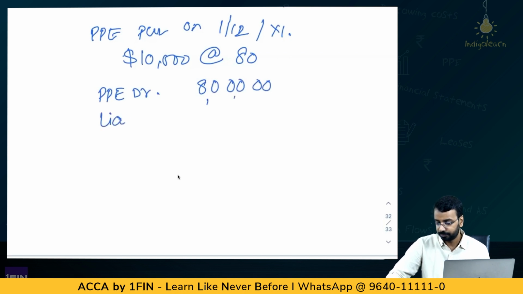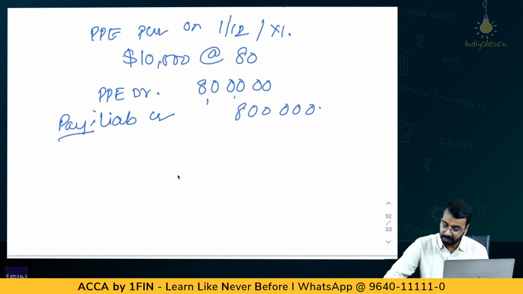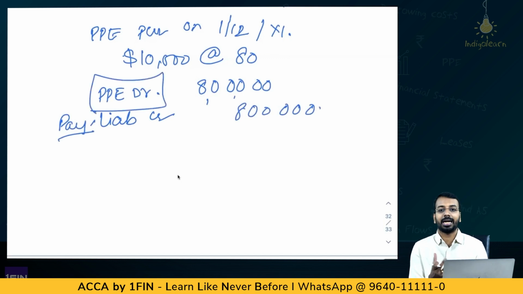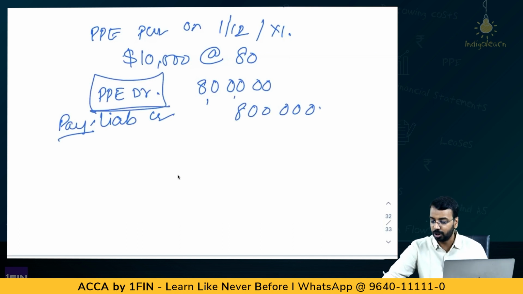Liability credit, let us say payable 812,121. Okay. Now PPE is something which you will no longer transact in the currency. Currency is no longer relevant. You have received the PPE, it is with you. So this PPE you will not touch again. This is a non-monetary item.